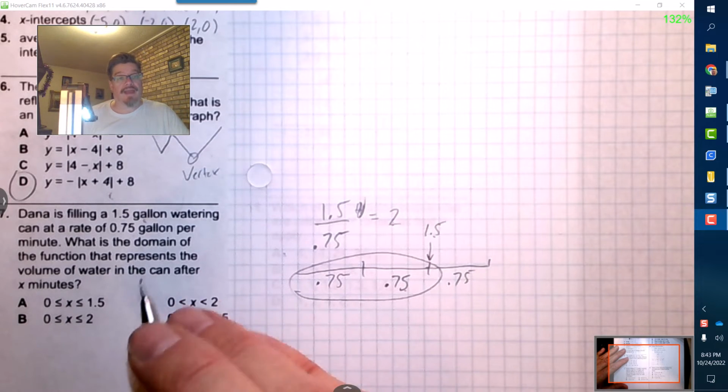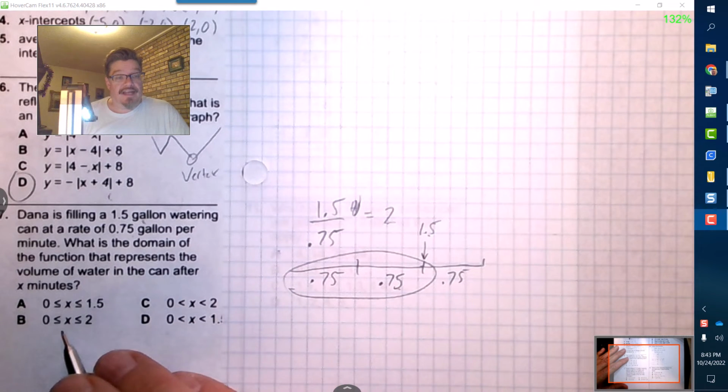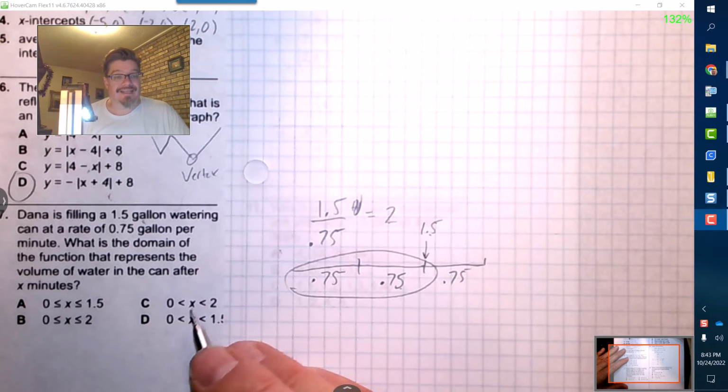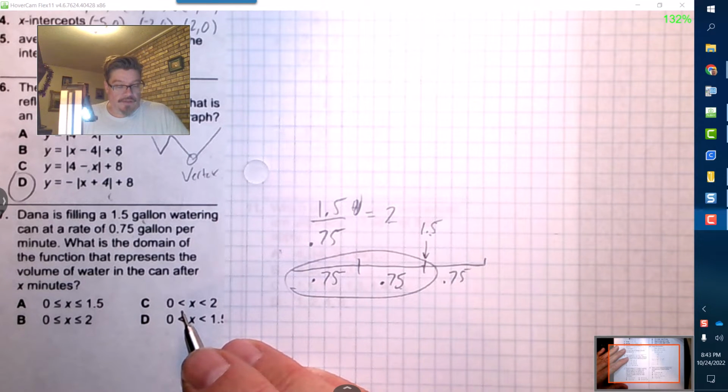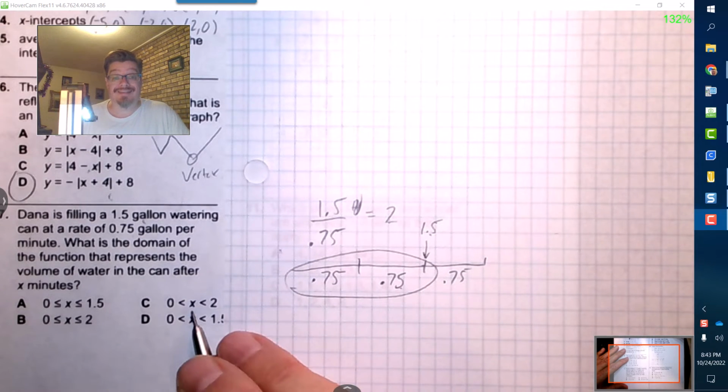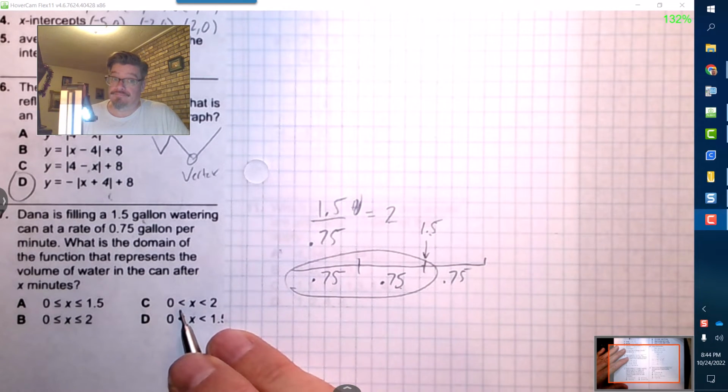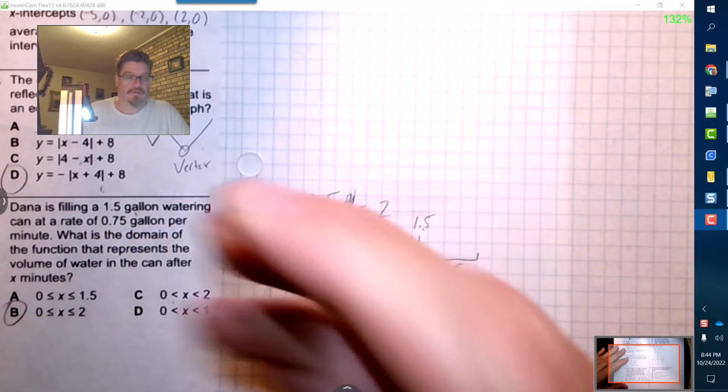Okay, but here we have to ask. This says that 0 is allowed. This says that 0 is not allowed. So you just have to ask yourself, does it make sense that I was allowed to have a 1.5 gallon watering can that's empty? Was there no water in it, or was there always something? No, of course.